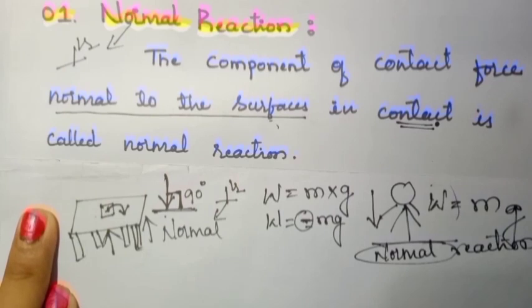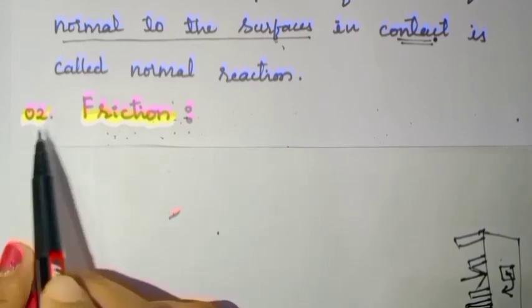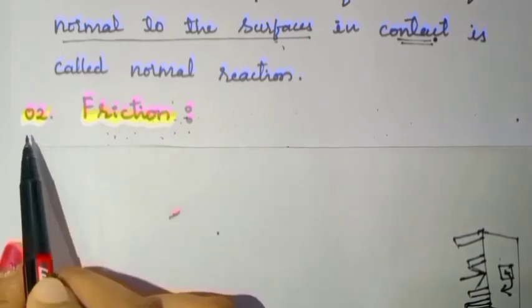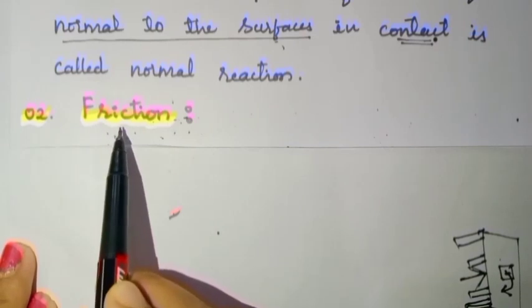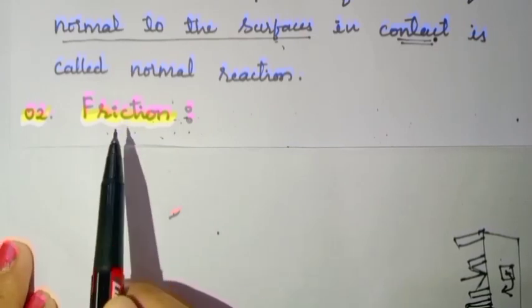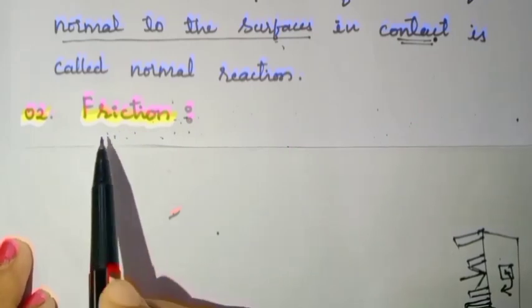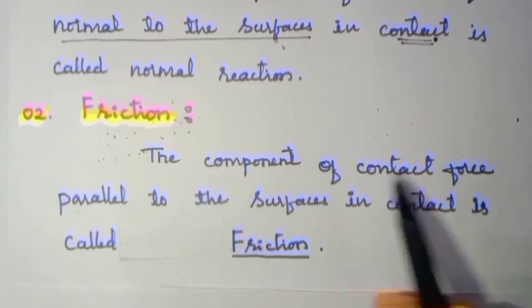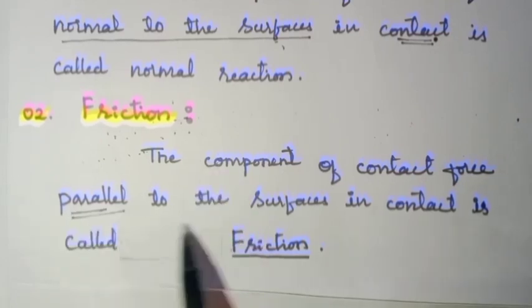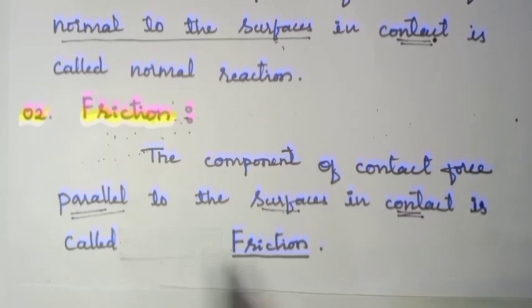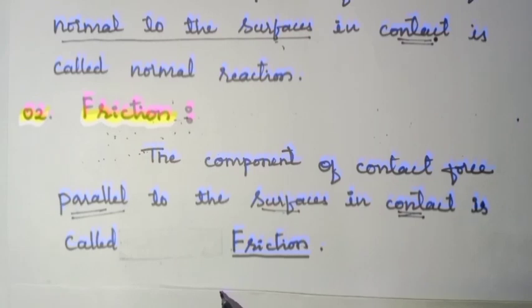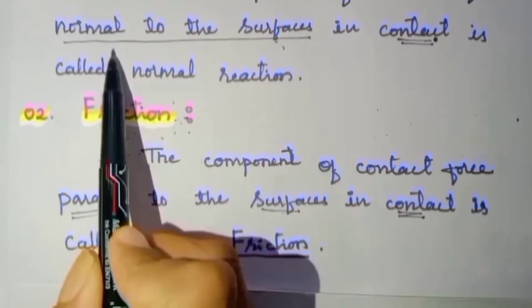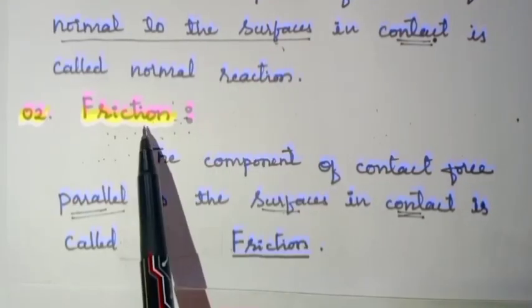So let's go for the next contact force. So the next force is frictional force. The second contact force is frictional force, or we can even just call it friction. So let's see what is friction. The component of contact force parallel to the surface in contact is called frictional force or friction. If you remember, the normal reaction was normal to the surface, whereas friction is parallel to the surface.